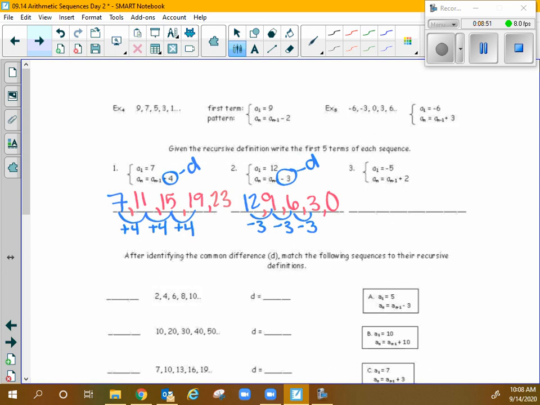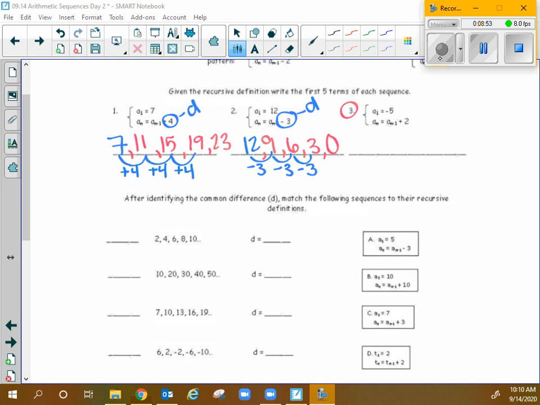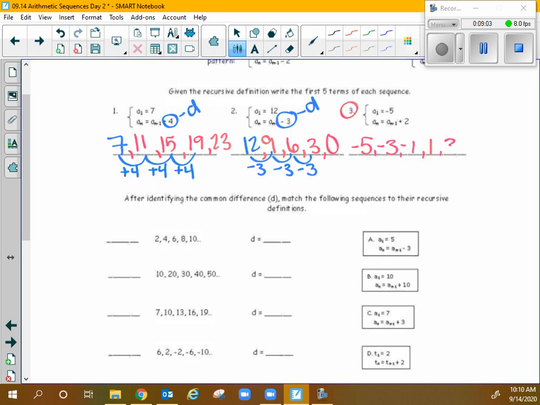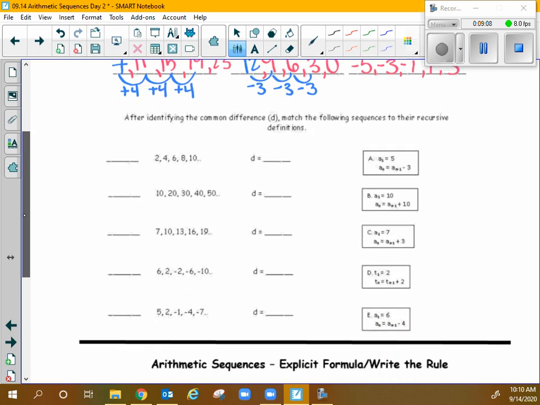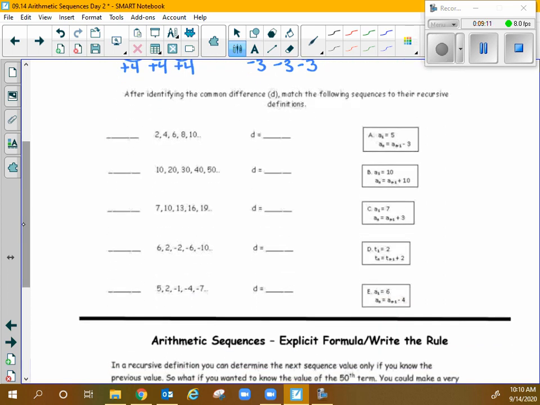Okay. Y'all do 3. What are the first 5 terms of my sequence? -5, -3, -1, 1, 3. First 5 terms. Okay. Now we were matching. What is this sequence matched to? D. Good. Next one. C. E. A. Okay. Good.